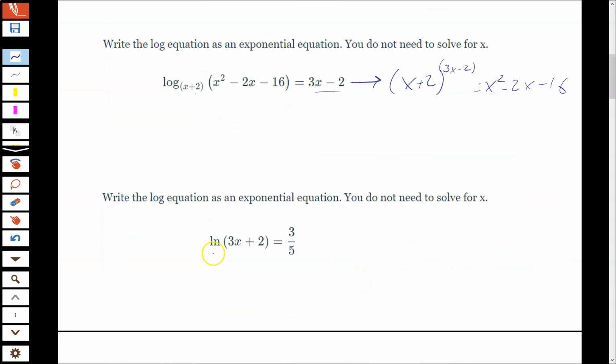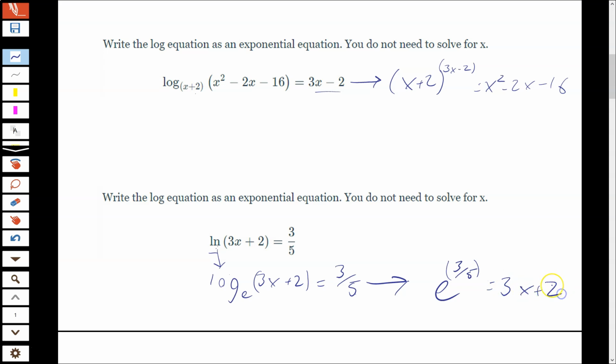This one, notice what's changed here. We have an ln. So natural log this is. So remember, this just means we can rewrite this as log base e. So that's just what natural log is defined as. So if I rewrite it that way, it becomes the same type of problem as all the rest of them. So that's just a fact you need to know, that ln, natural log, means log base e. And one of our goals for this unit is to become comfortable with that number e. And then I just rewrite it just like the rest of them. So my base is e, my exponent is 3/5, so e to the 3/5 equals 3x plus 2. Okay, so same thing.